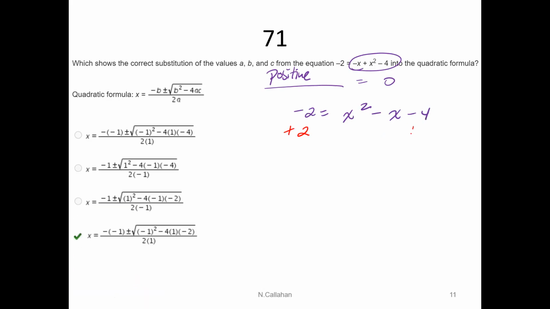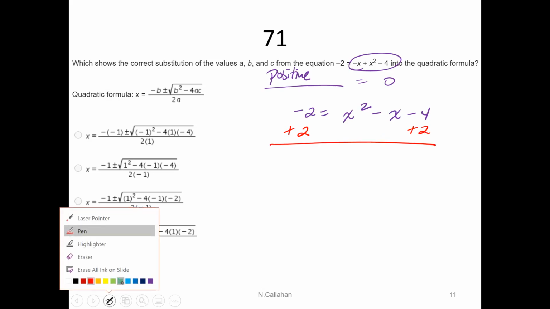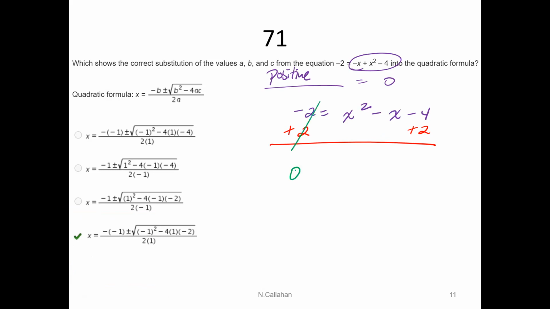So what's opposite of a -2? A +2. And you have to align them up correctly. So here's your 0. Equals, bring everything down. X squared minus x. -4 plus 2 is, what is this going to give you guys? And once you have that, positive, 0, check, check.